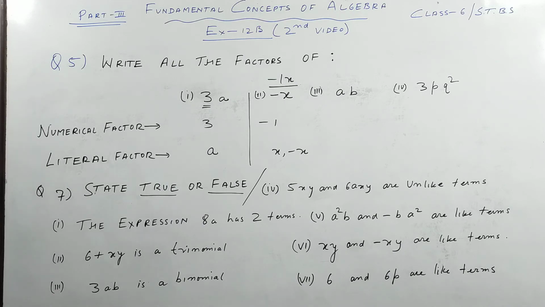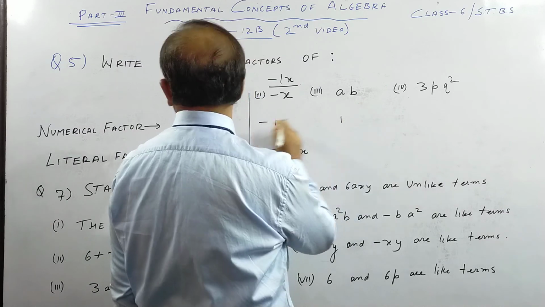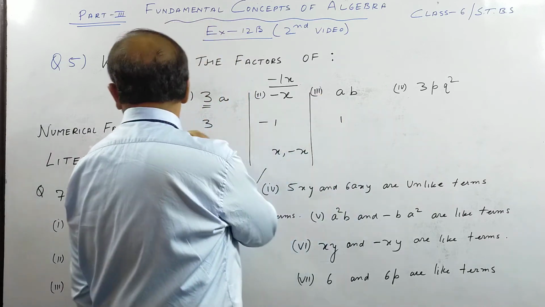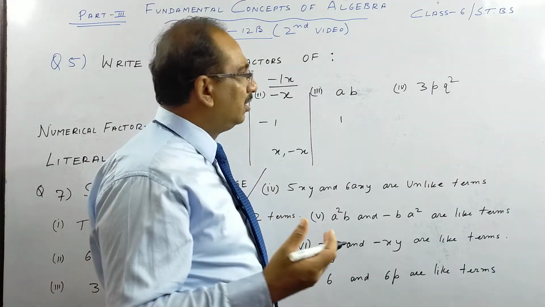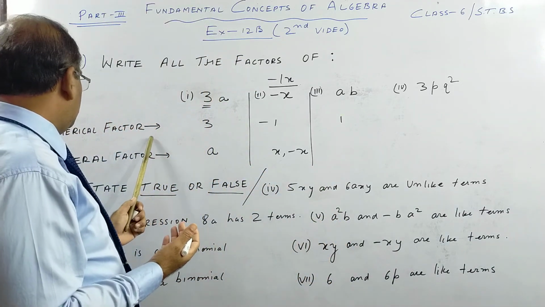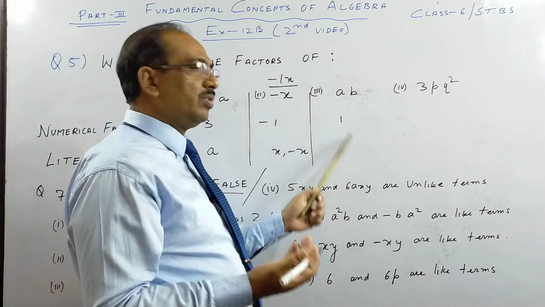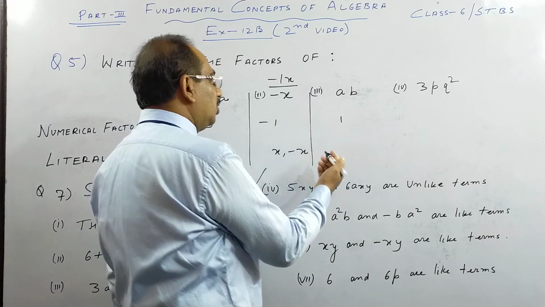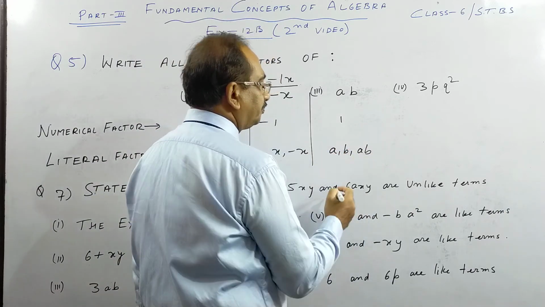So generally you see there are no numbers, so you can write 1 or you can avoid it, because there is no numerical factor over here, and 1 is a factor of everything in the world. For a monomial, which has 1 term, we generally find numerical and literal factors, so 1 is always a factor. This you may write, you may not write. So A, B and AB.